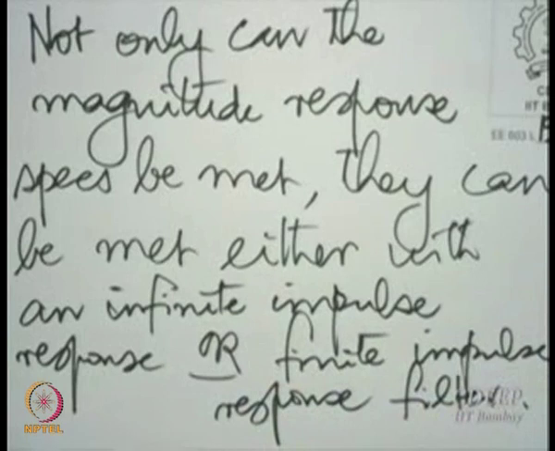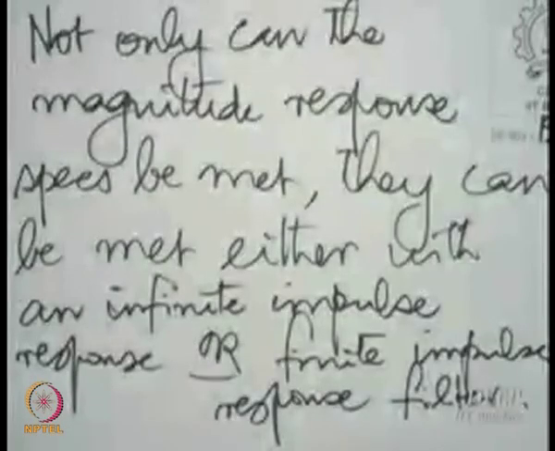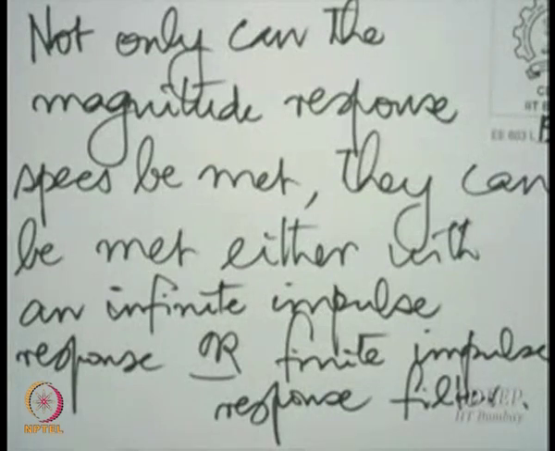So, what is an infinite impulse response filter? An infinite impulse response filter is a filter whose impulse response has an infinite number of non-zero samples. No doubt they all occur on the non-negative side of n because you want the system to be causal. But there are an infinite number of non-zero samples. A finite impulse response system, on the other hand, has only a finite number of non-zero samples, again on the non-negative side of n.